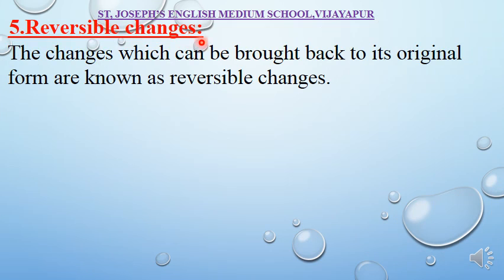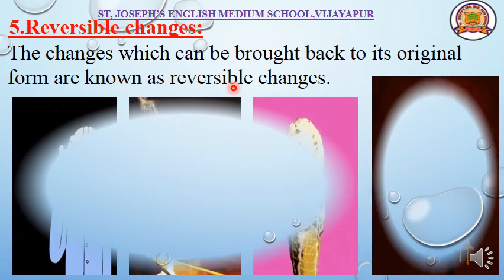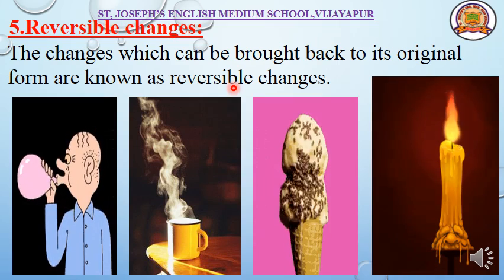Reversible change. We say reverse gear, that is, reverse means coming back. It has to get to the same position. Changes which can be brought back to their original form are known as reversible changes. It has to come back to its original position.